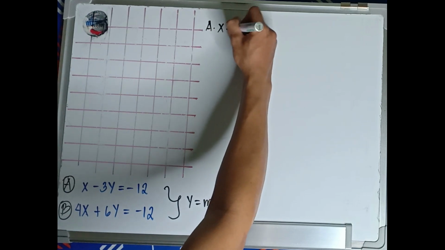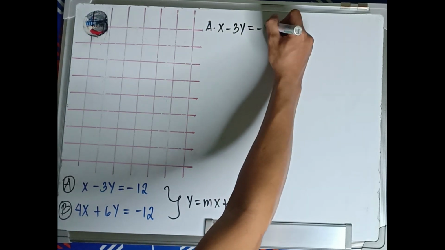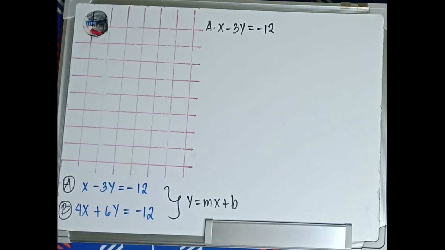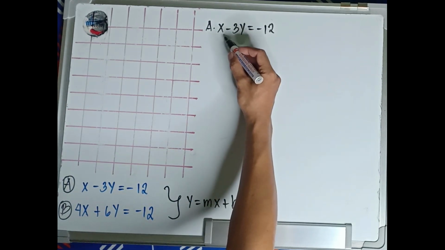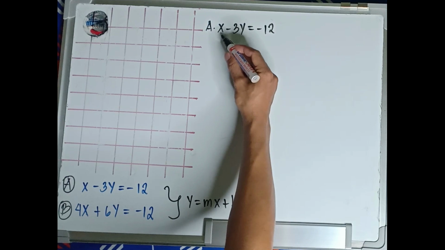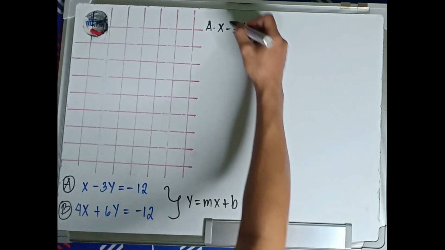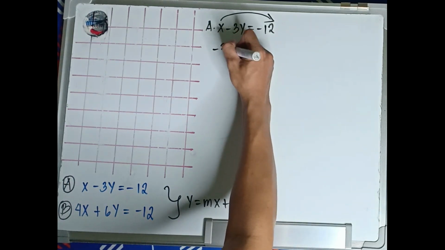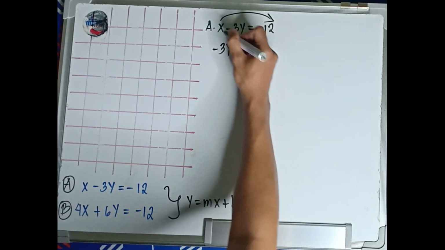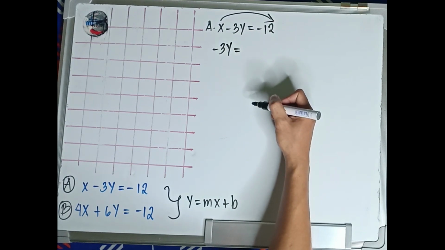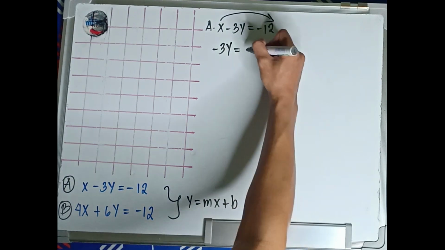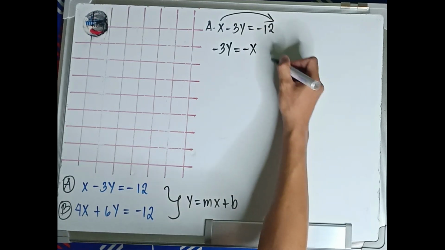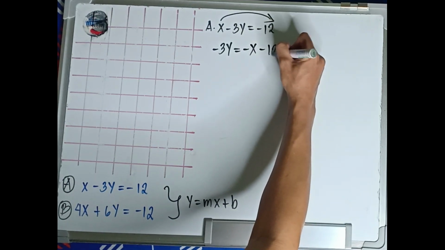So we have x minus 3y is equal to negative 12. If you notice, in this form, y is only on this side. In our given, we have x beside negative 3y. So we have to transpose x to the other side. So we have to copy negative 3y, equal sign, then positive x. When you transpose it to the other side, it will become negative x. Then you have to copy negative 12.